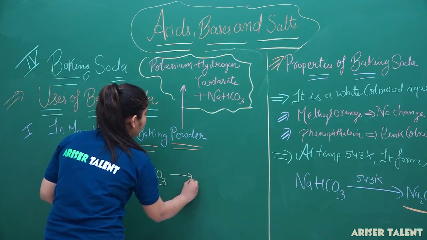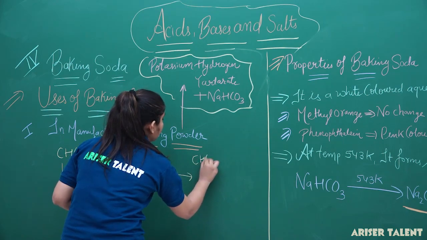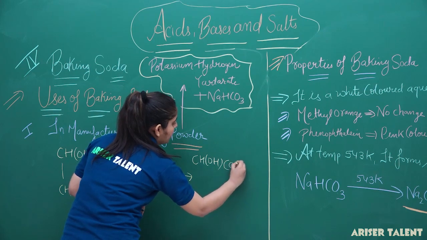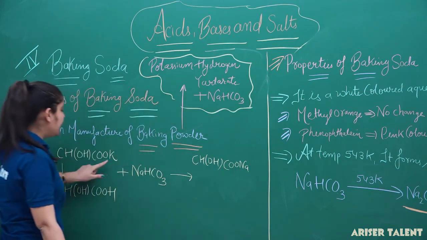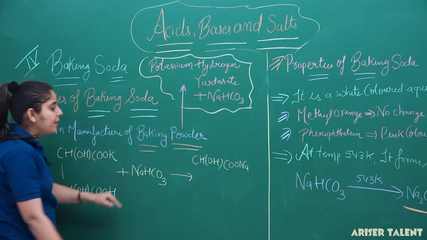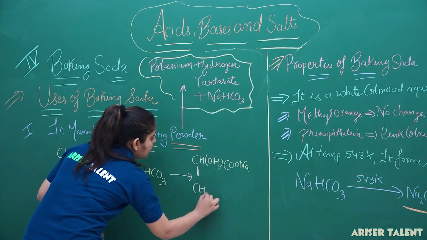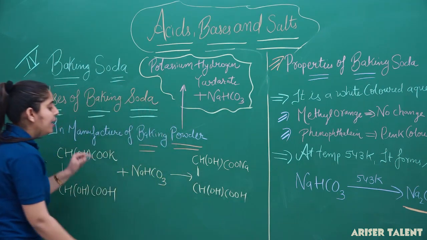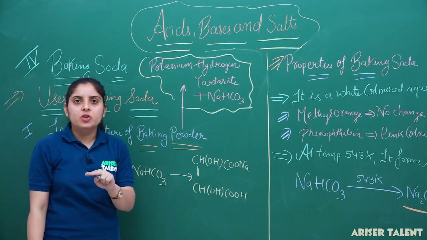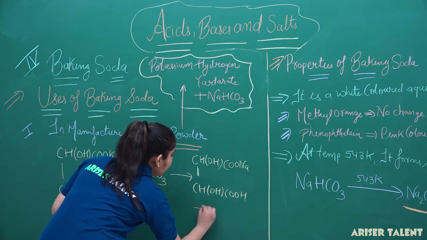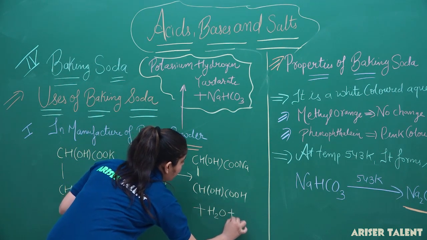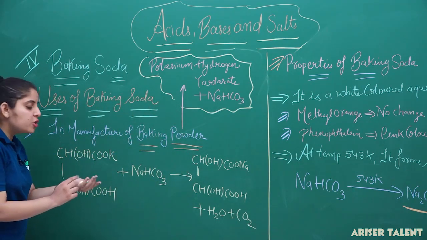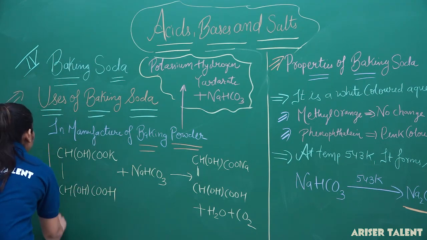Now what will be the product side? It will be COOH, COONa, where K will be replaced by the sodium atom, and CHOH, COOH. And the two byproducts obtained in this equation are water and carbon dioxide. So other byproducts are H2O plus CO2. So this is the basic process for the formation of baking powder that we have discussed here.